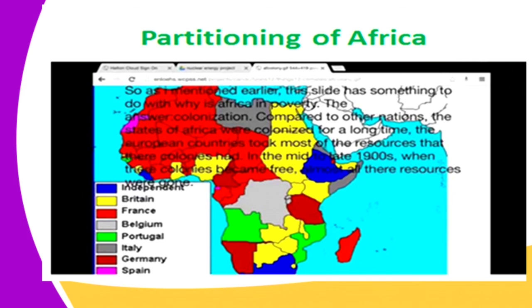We have Portugal, that is the green. Portugal took this part that you can see on the map of Africa after the Berlin Conference. They occupied this region. We have Italy. Italy is another European power that occupied this region. You can see it represented. We have Germany.